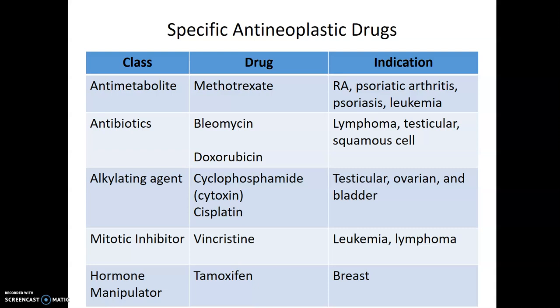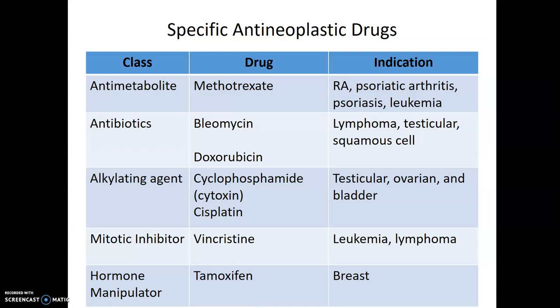Cyclophosphamide and cisplatin are used to treat testicular, ovarian, and bladder cancers. Cyclophosphamide commonly causes hemorrhagic cystitis, and cisplatin commonly is neuro and nephrotoxic. Vincristine is another chemotherapy drug that is used to treat leukemias and lymphomas. It has many adverse effects, including central nervous system effects, GI toxicity, alopecia, and inappropriate secretion of ADH, so patients need to have their urine output monitored while on vincristine.